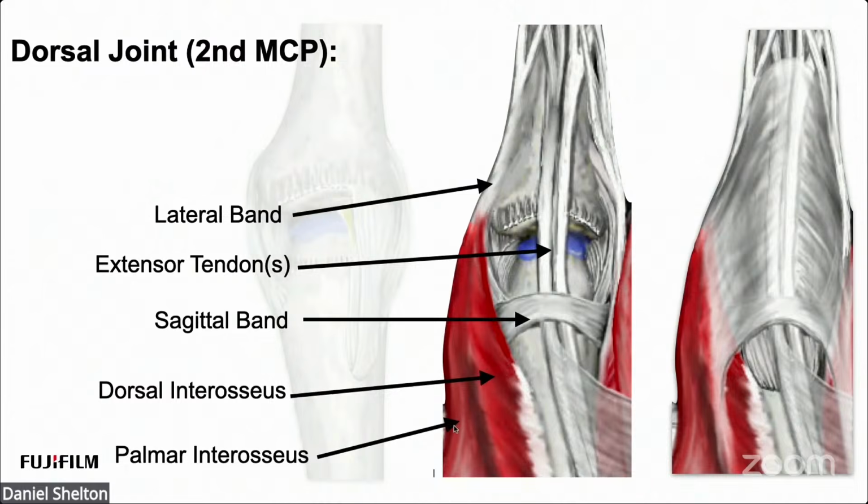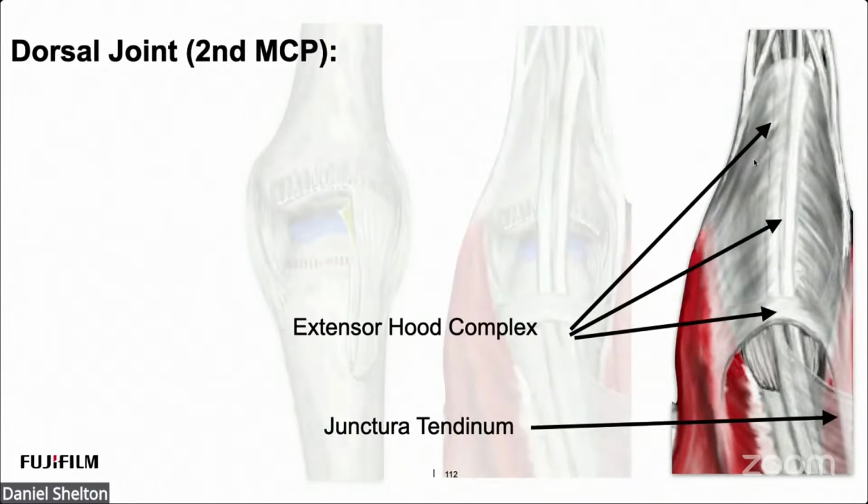It could also be the palmar interosseous. But on the second digit, that would be strictly dorsal interosseous and lumbrical. And then we have the extensor hood complex, which is that band of fibers. Here it is just dorsally.